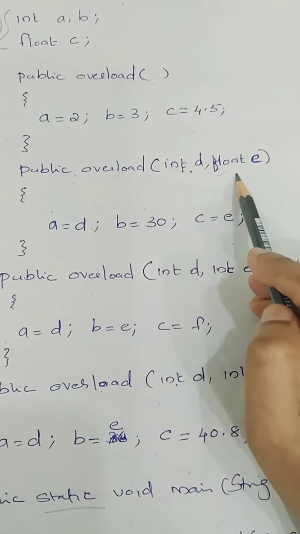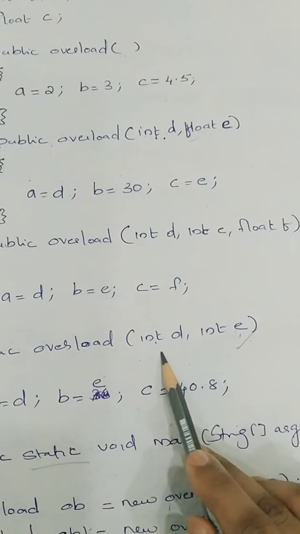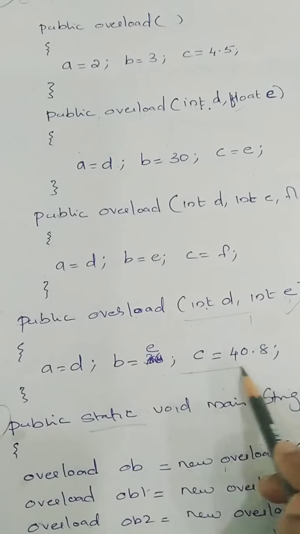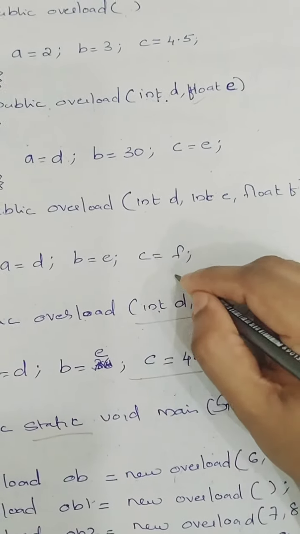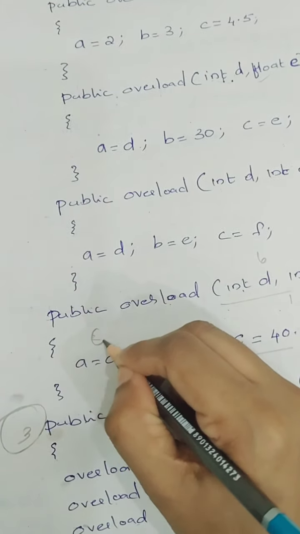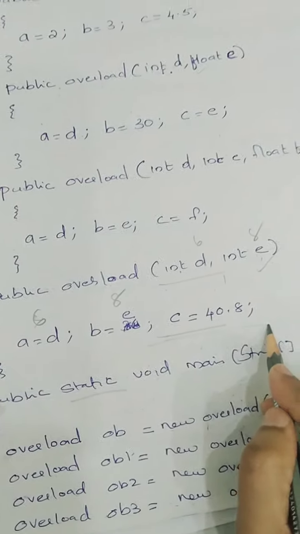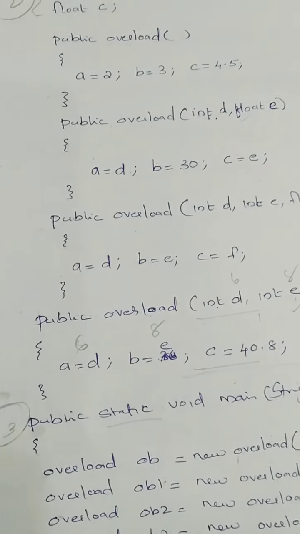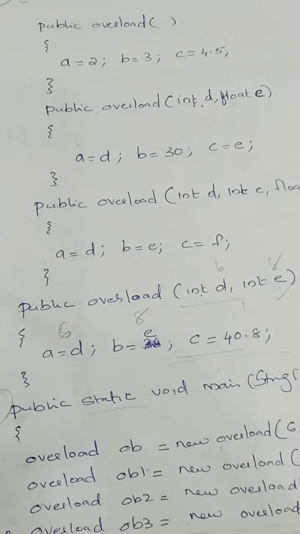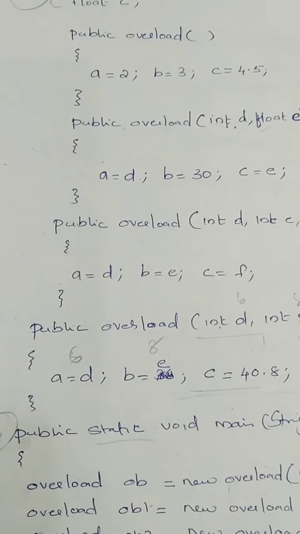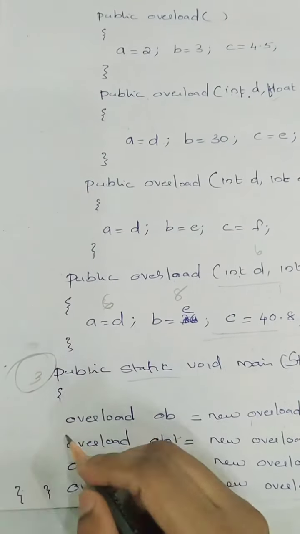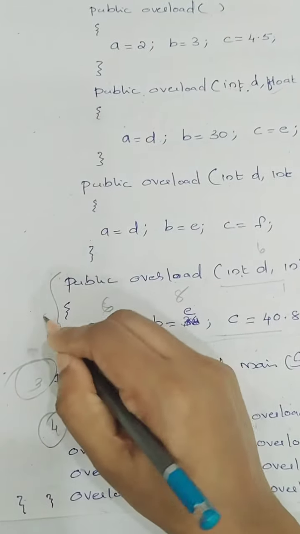Here it will check int and float e. No, this is not matching. And now it comes to here, int and int. Yes, this matches. These are both integers. So it will execute this constructor. So the first time, d will be assigned 6 and e will be assigned 8. So here a will be 6, b will be 8 and c will be 40.8. So when you call ob dot print, you can get the output 6, 8, 40.8. As we have done by using a temporary instance, you can write that. Next, after doing this step 4, we will write 4, 5.